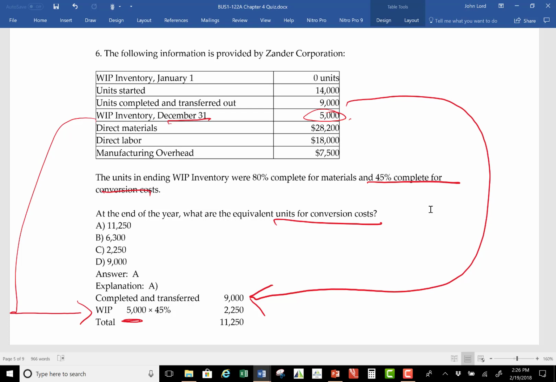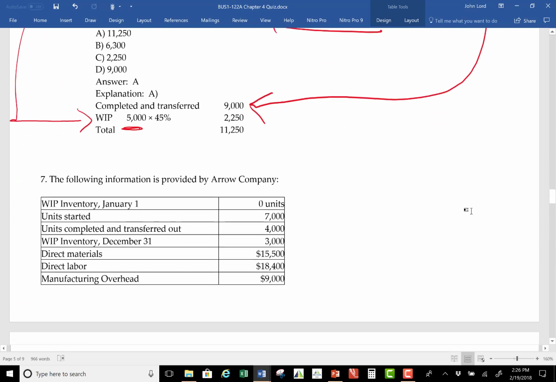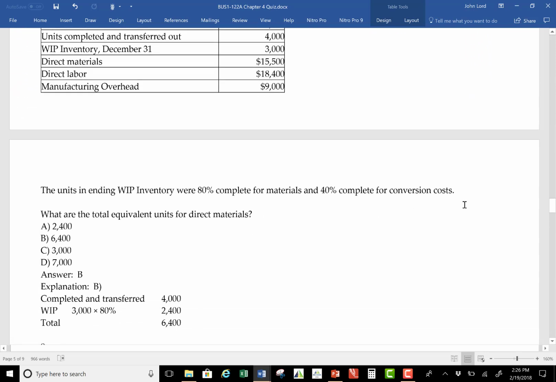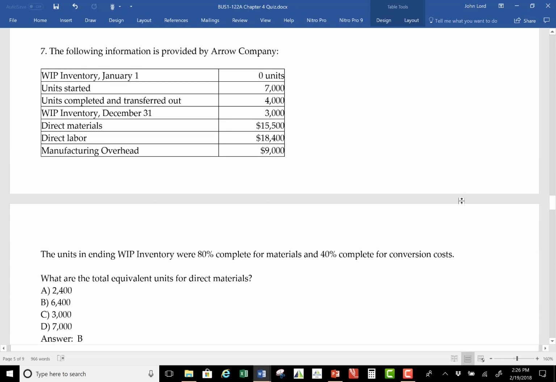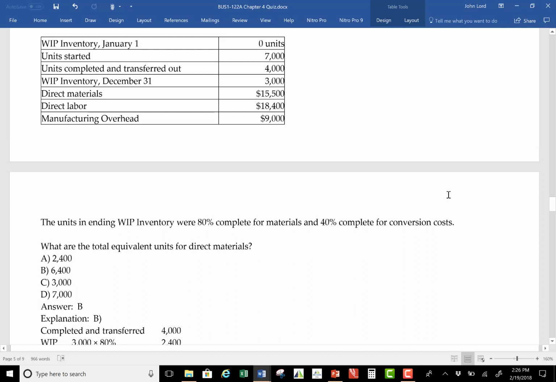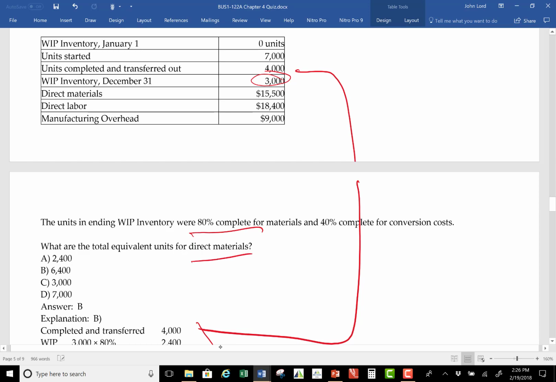Okay, good. Let's take a look at this one, another equivalent units. We did this one, right? No? Well, let's do it anyway. It's so simple. Okay. 4,000 units transferred, and then what? And then the 3,000 units in ending inventory, 80% complete for materials. So I take the 80%.